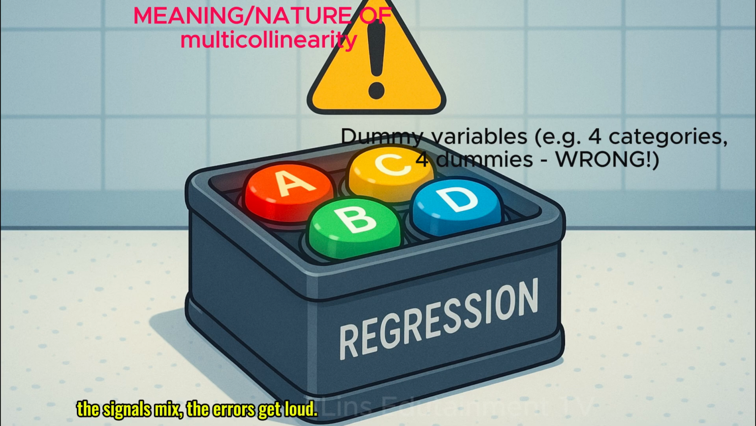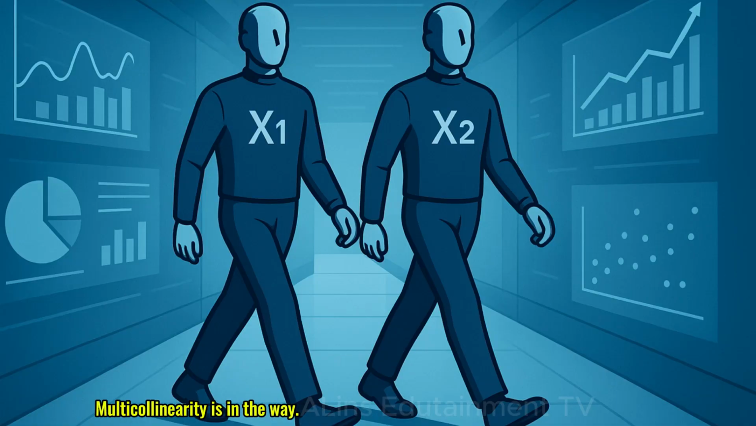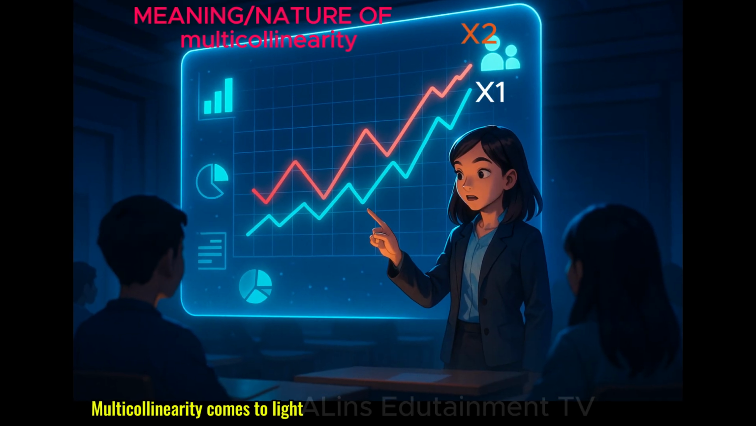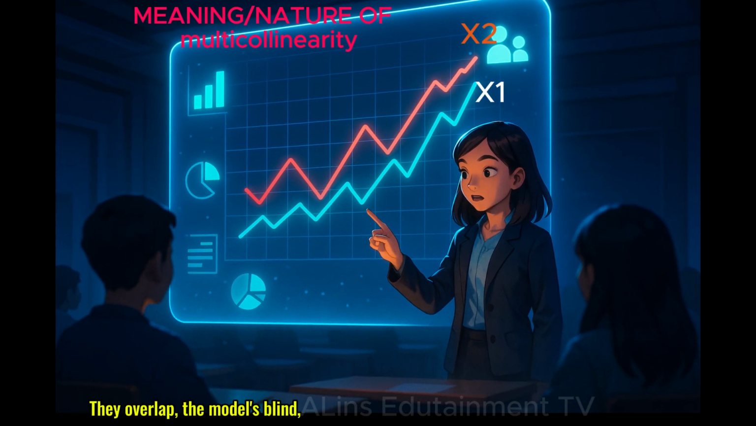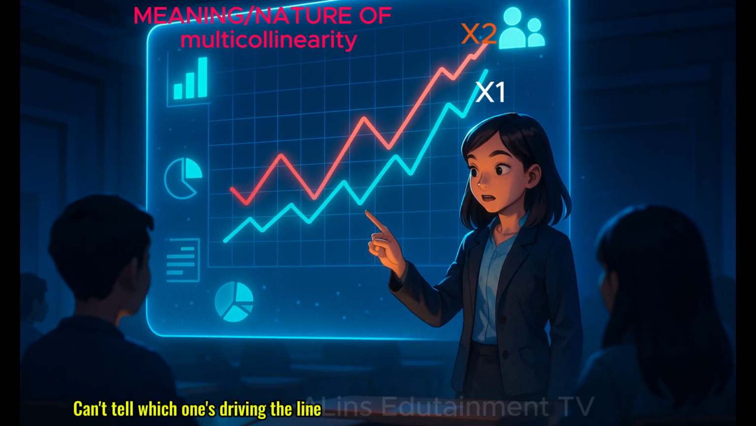The signals mix, the errors get loud. Regression shakes, can't find a way. Multicollinearity is in the way. X's move too tight, multicollinearity comes to light. They overlap, the model's blind, can't tell which one's driving the line.